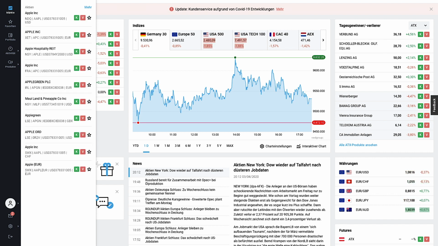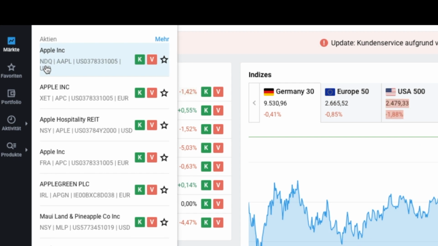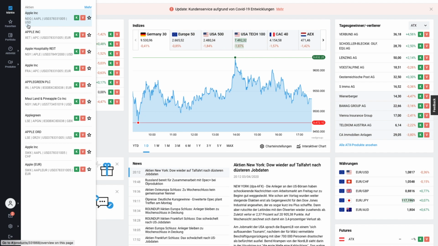So once we search for Apple, we will see a number of search results here, and they indicate the various places where you can buy Apple security. The first information here indicates the exchange where this stock is traded. Then we have the ticker. This is like a small code for the share, and the ISIN. This is a unique identification number for the security. And lastly, the currency.